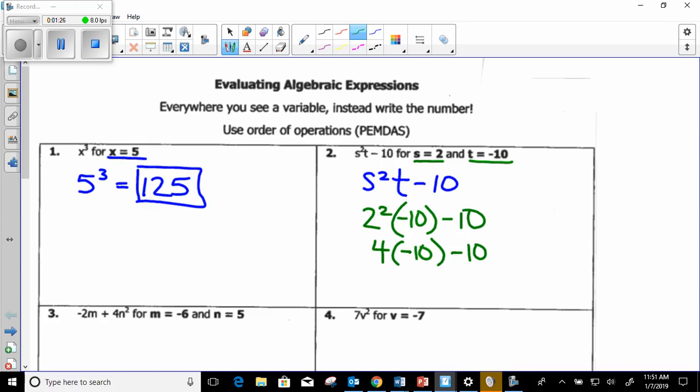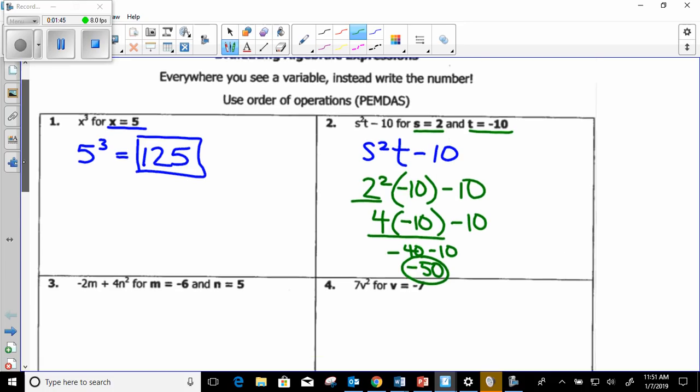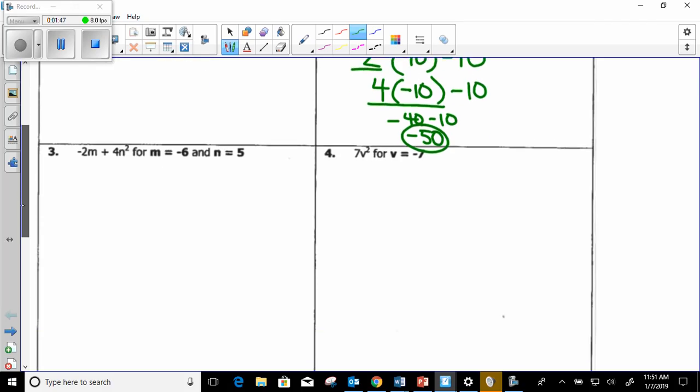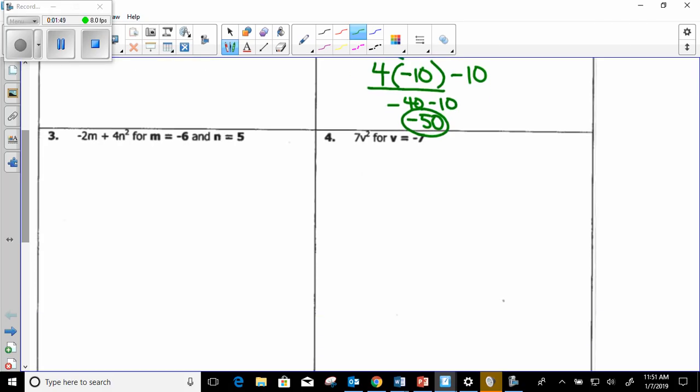Now remember, with order of operations, you want to do what comes first, left to right. And in this case, you're now going to multiply, which would give you negative 40 minus 10. So a negative 40 minus 10 gives you a negative 50. And when you get to the end, just circle your final answer. Make sure you're taking your time one step at a time. You're underlining. Pause the video if I'm going too fast for you.